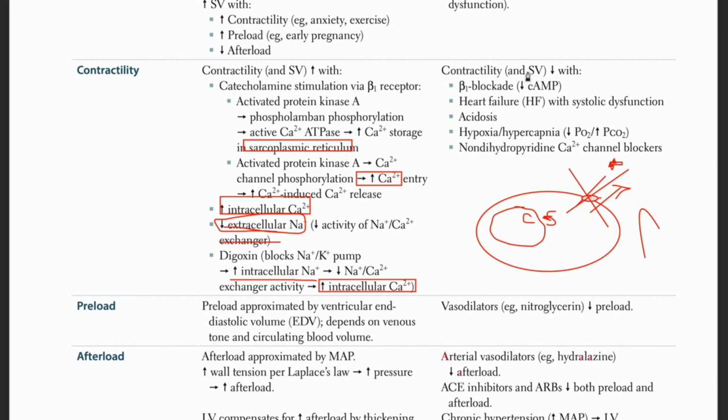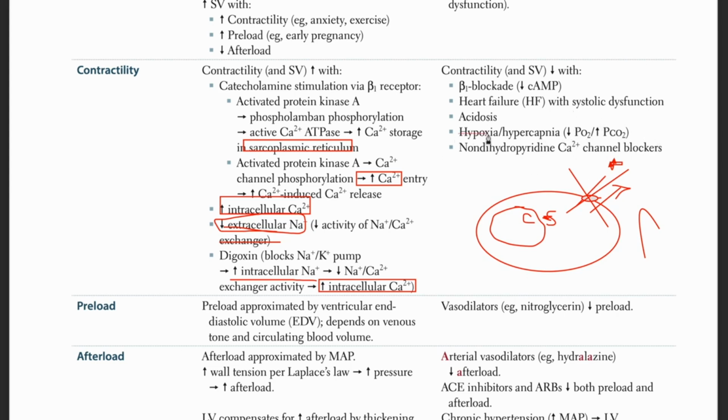Then you have contractility and stroke volume decrease with these. These are the ones that decrease the stroke volume. So you have beta 1 blockade. Beta 1 is responsible for increasing heart rate, increasing contractility, increase in renin, and there was a third thing I don't remember. If you block that, heart rate will go down, contractility will go down. If that goes down, stroke volume goes down. Heart failure with systolic dysfunction, acidosis, hypoxia, hypercapnia, a decrease in PO2, increase in PCO2.